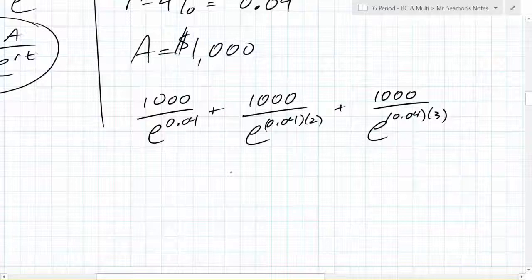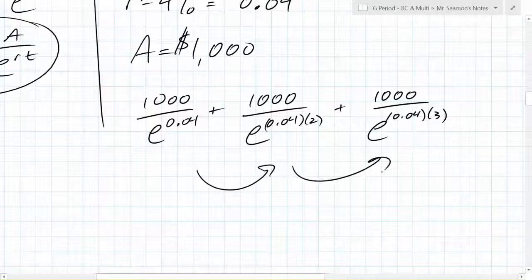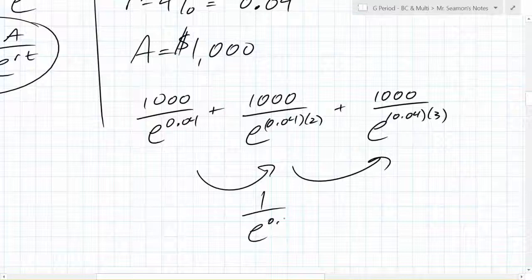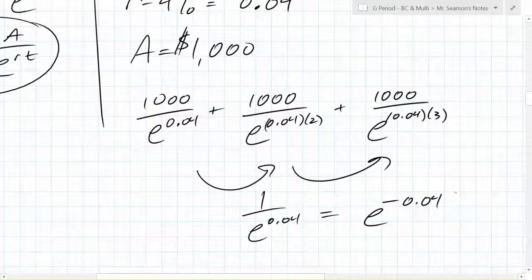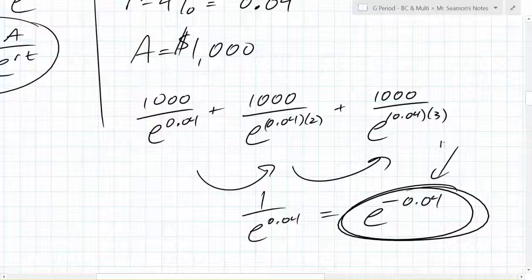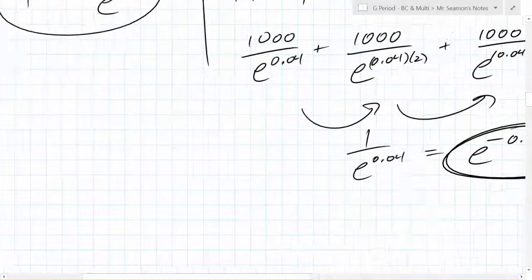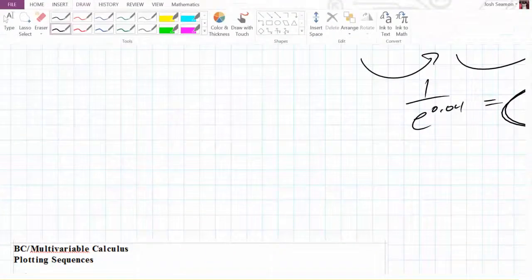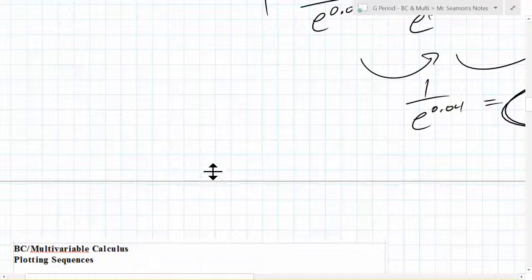Is there a constant ratio? Yeah, there is. What's the constant ratio going to be? Another way to say it is e to the negative 0.04. So this right here is our ratio, right? So if we take that all together, we have a formula for the sum of an infinite series.